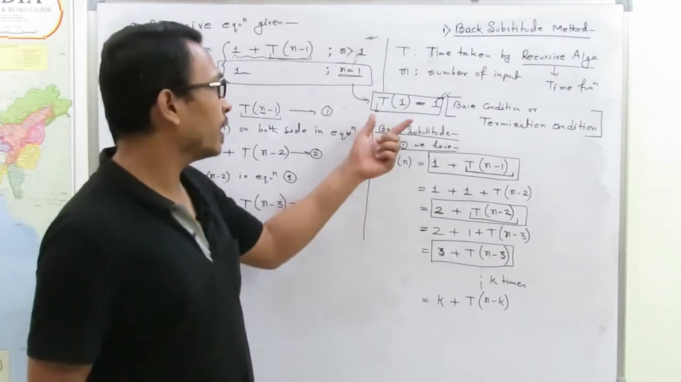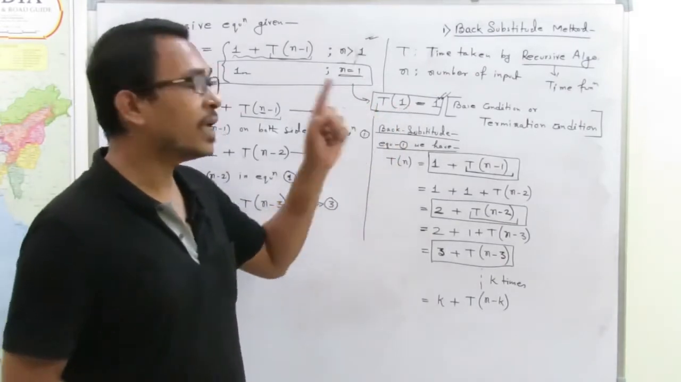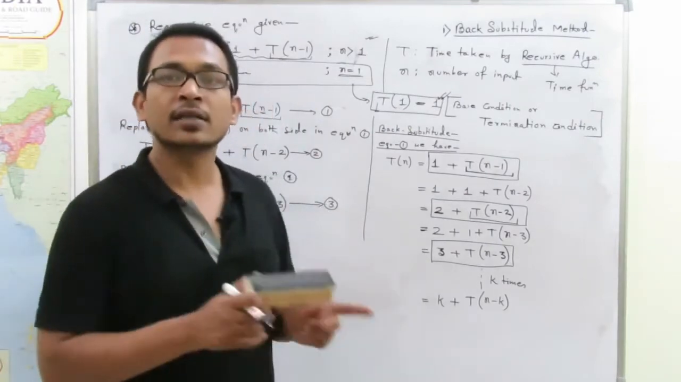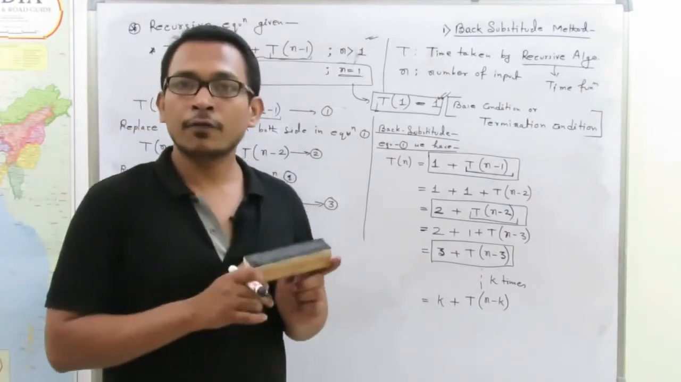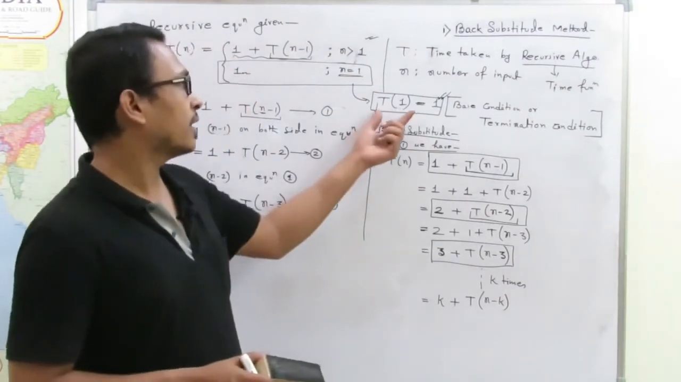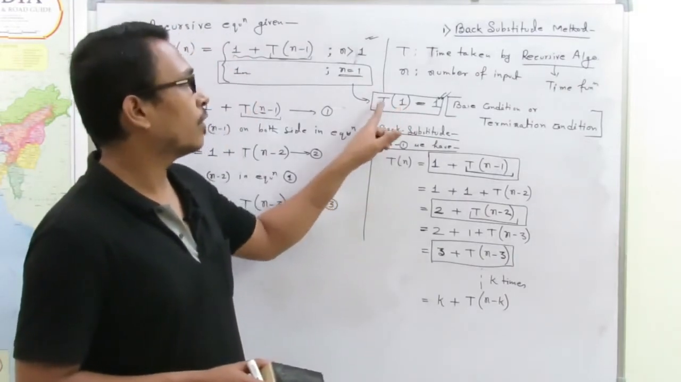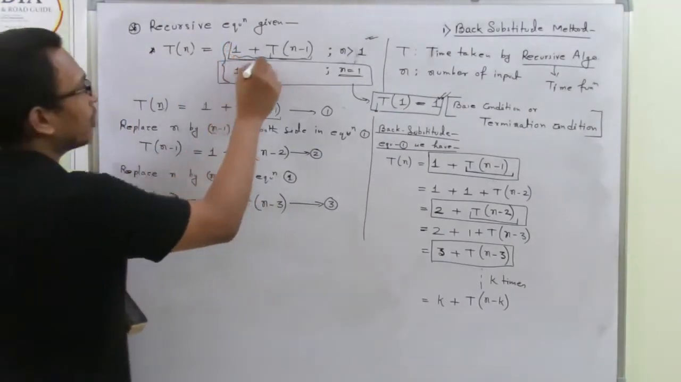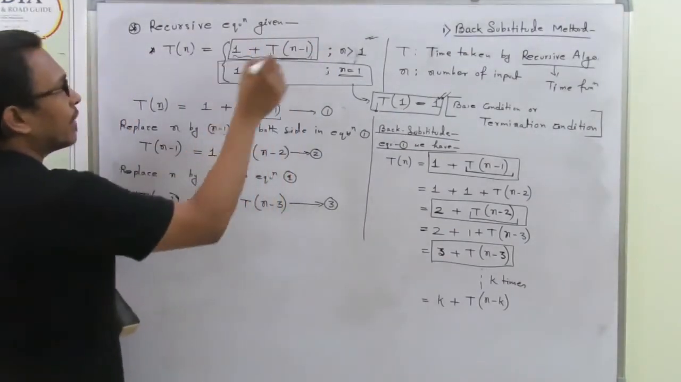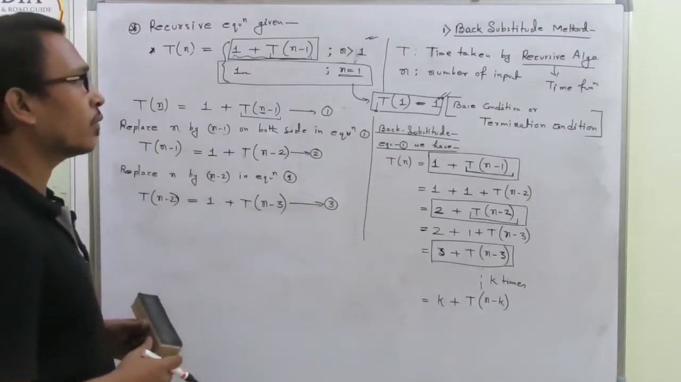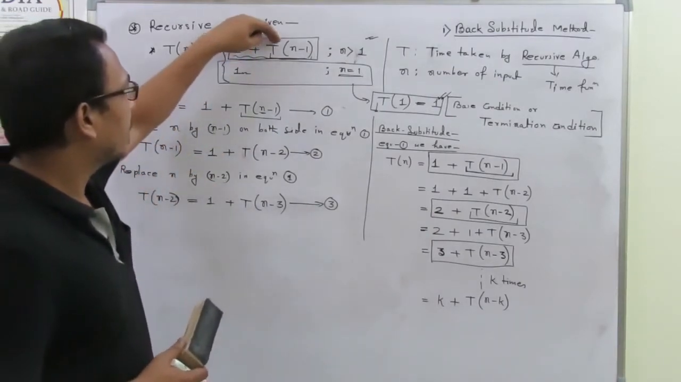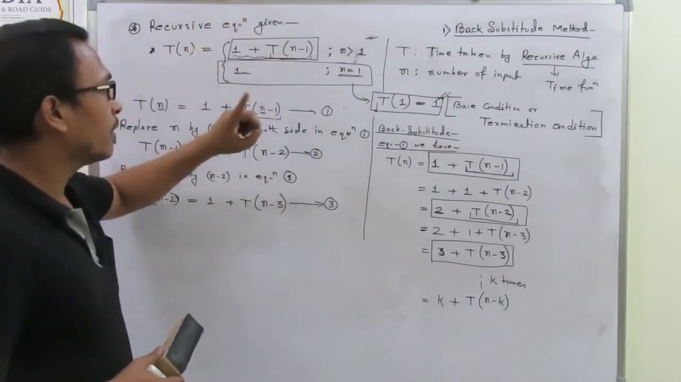Because when we get t of 1, only at that time we can remove that function t from its definition. If we get anything else other than t of 1, at that time we need to follow this particular definition, because the number of input n is greater than 1. Correct?